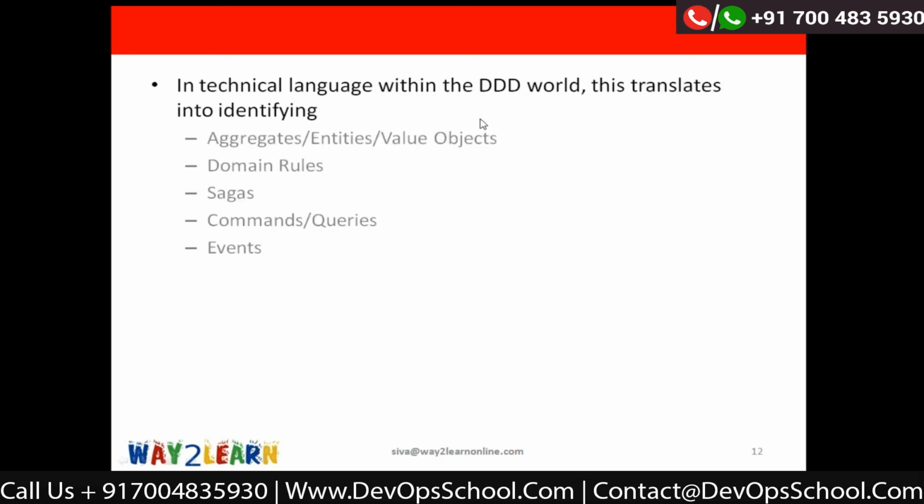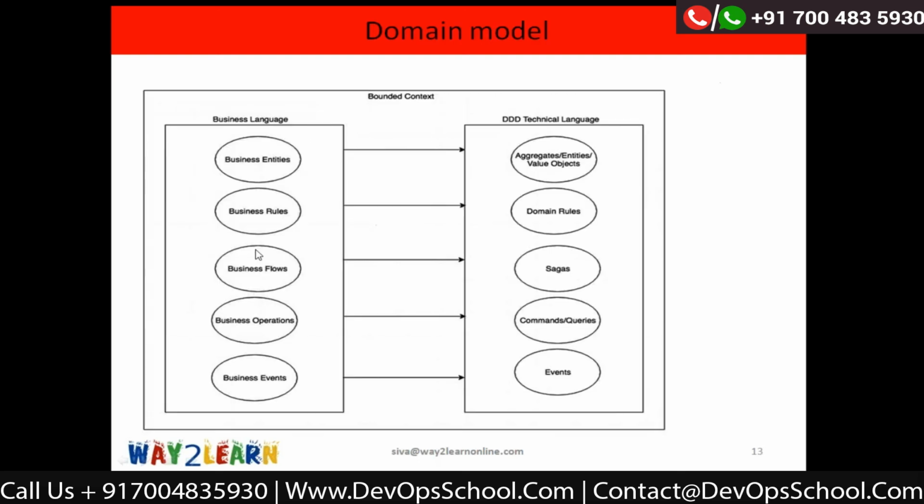So business entities map to aggregates. Business rules, we call them domain rules, and business flows, we call them sagas, and business operations are nothing but commands and queries, and events are nothing but events. So simply in this diagram, you can see in one bounded context, your business analyst will identify what are all the business entities, rules and flows and all. For you, the developer, this will be translated to these things. Just see this diagram for a minute. In DDD technical language, we are going to use this terminology. Slowly I'll introduce each of this terminology with an example, don't worry.